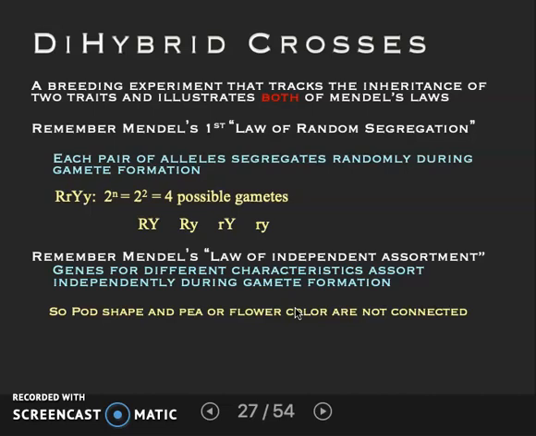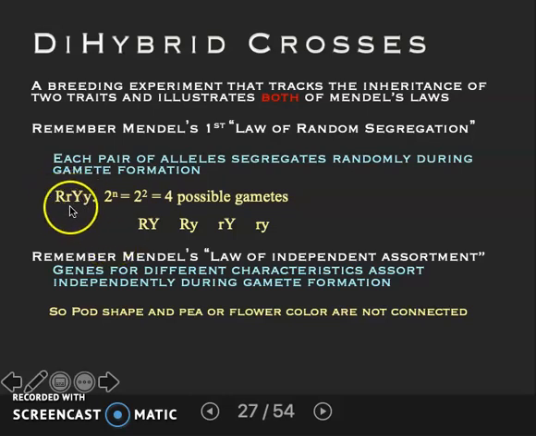So I can look at one trait like eye color or pea color, or I can look at two traits at the same time. And that's what a dihybrid cross is. So let's assume we have a plant that has round peas that are yellow, and we'll call it big R, little r, big Y, little y. Remember that in Mendel's law of random segregation, if this is your genotype for these two traits, then when you make sperm or pollen, each of the pollen will have only one copy of each gene.